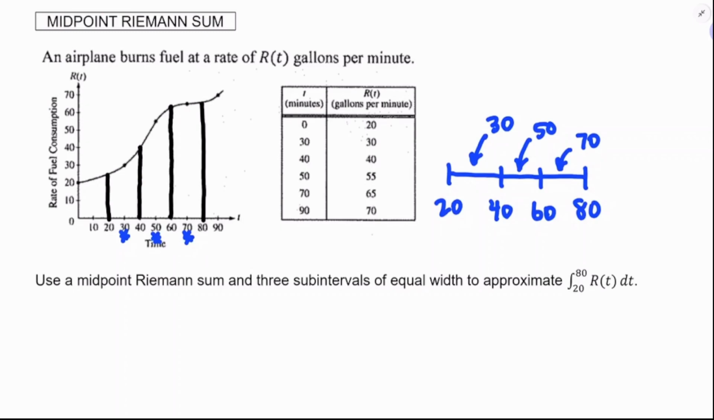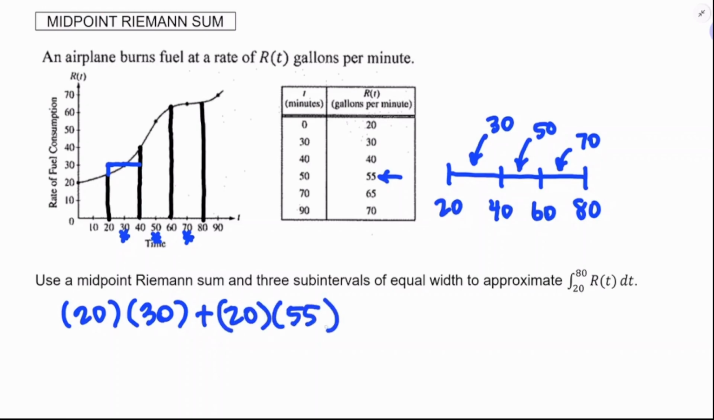Okay, we're using the midpoint as our representative. So our rectangle kind of looks like that. And so we're using 30. The width of the subinterval from 20 to 40 is 20, and the height was 30. Plus, then over here at t equals 50, it says that r of t is 55, so 20 is the width and 55 is the height.